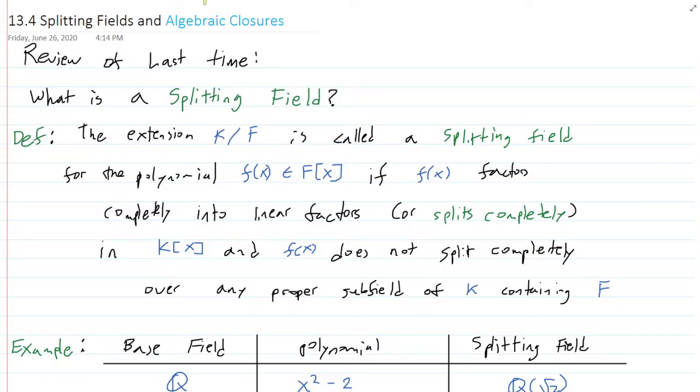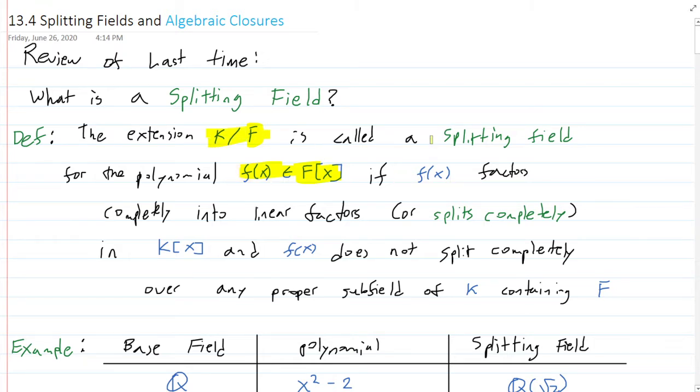All right. Yeah, so I was saying, on Wednesday we were talking about splitting fields. So what is a splitting field? You have an extension of fields. So K is an extension of F. This means F is a subfield of K. And this extension is called the splitting field for the polynomial f of x. So f of x has coefficients in the ground field F.